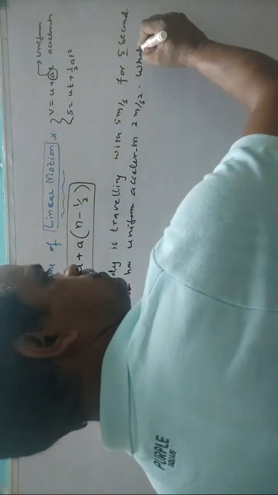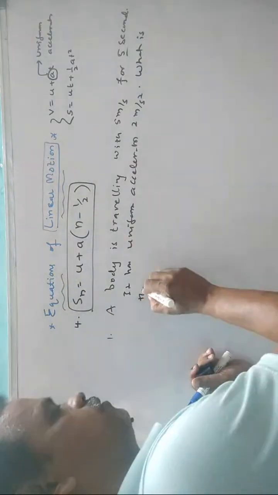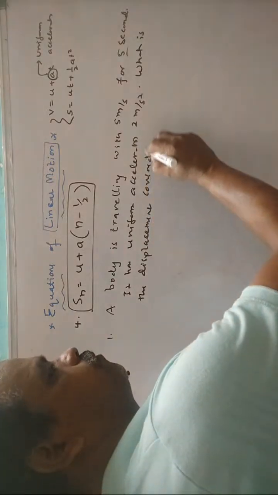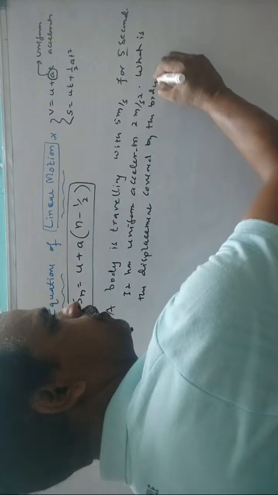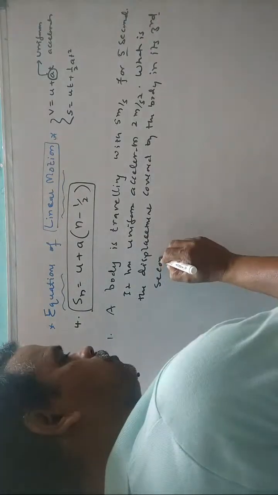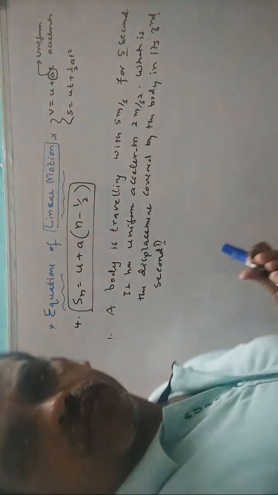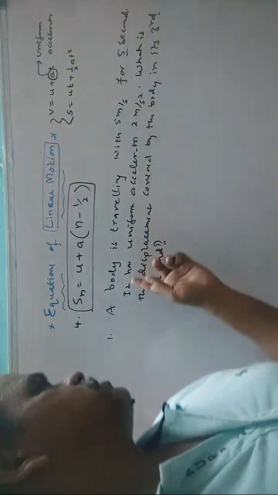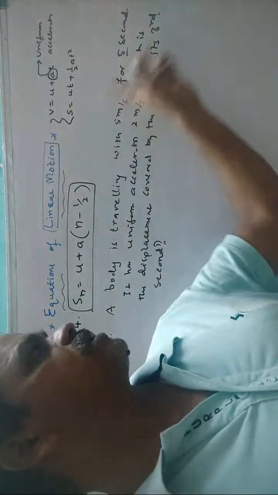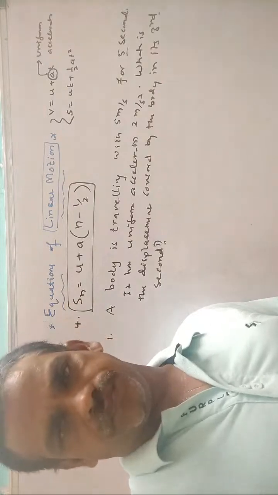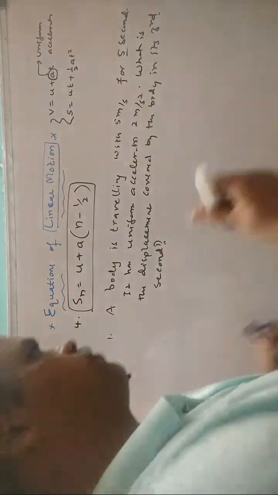What is the displacement covered by the body in its third second? This is the question. A body is traveling with 5 meter per second for 5 seconds. It has uniform acceleration 2 meter per second square. What is the displacement covered by the body in its third second? So the question will be like this.